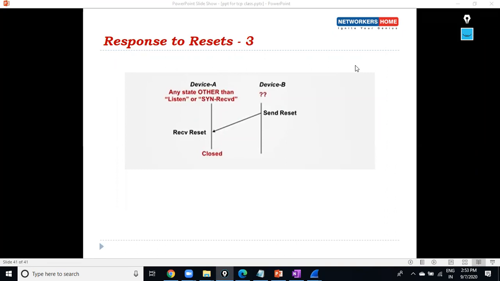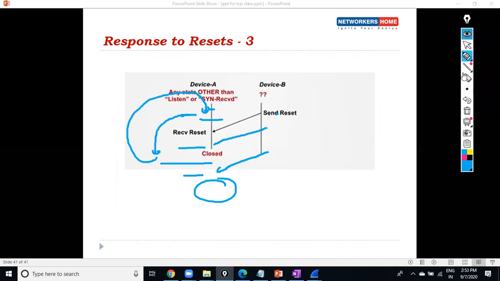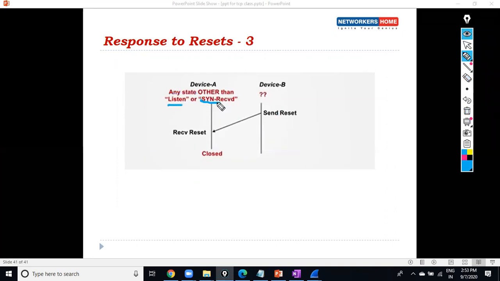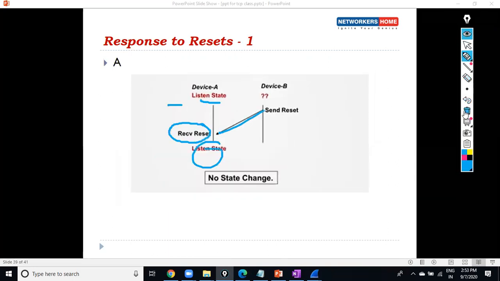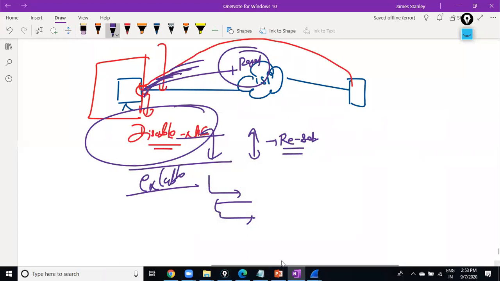Okay, so any other state, except sync received or listen. Okay, so if we are in the received state, receive the reset, then immediately close it. So see, in this one, three scenarios. See, three scenarios.